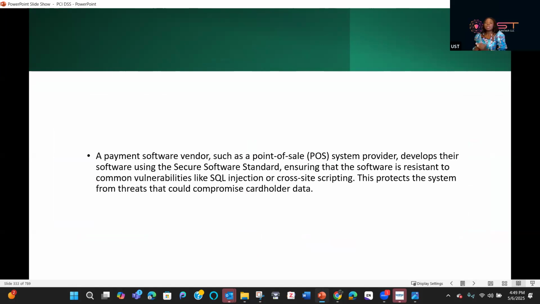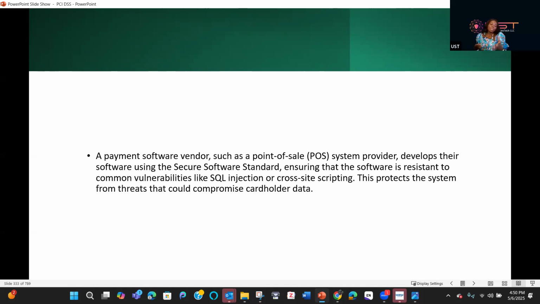And that's why they said that a payment software vendor, such as a point of sale system provider, remember right now we know POS, right? They develop their software using the secure software standards. They have to follow that guideline to develop that software, ensuring that the software is resistant to common vulnerabilities like SQL injection or cross-site scripting. This protects the system from threats that could compromise cardholder data.